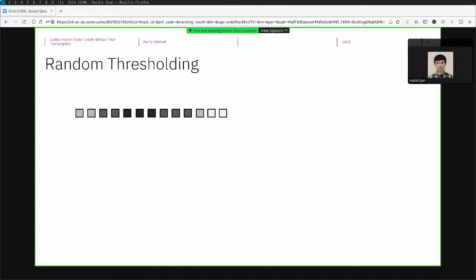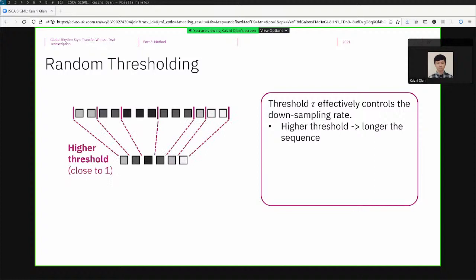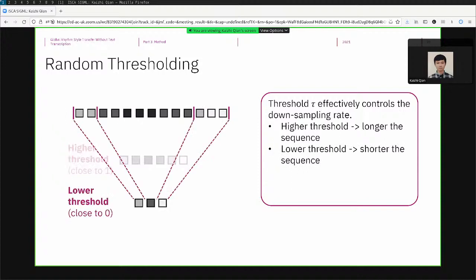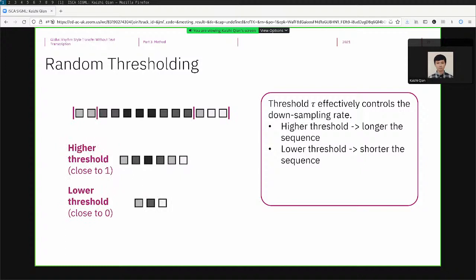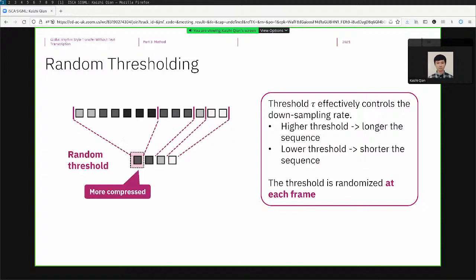As you may have noticed, the segmentation threshold tau plays an important role here. If the threshold is high, namely close to 1, there will be many segment boundaries, and the downsampled sequence would be long. If the threshold is low, there would be fewer segment boundaries, and the downsampled sequence would be short. In order to scramble the rhythm information even more, we introduce a random thresholding procedure, where at each frame, a random threshold is drawn. As a result, the downsampled sequence would have some segments that are more compressed than the others, making it even harder to guess the original repetition information.